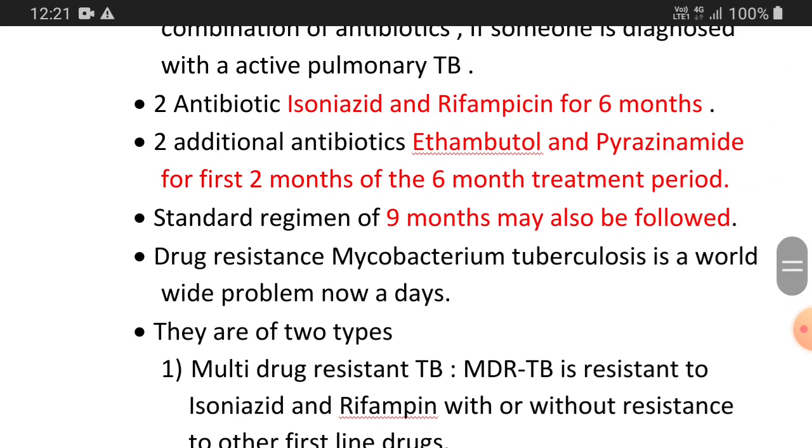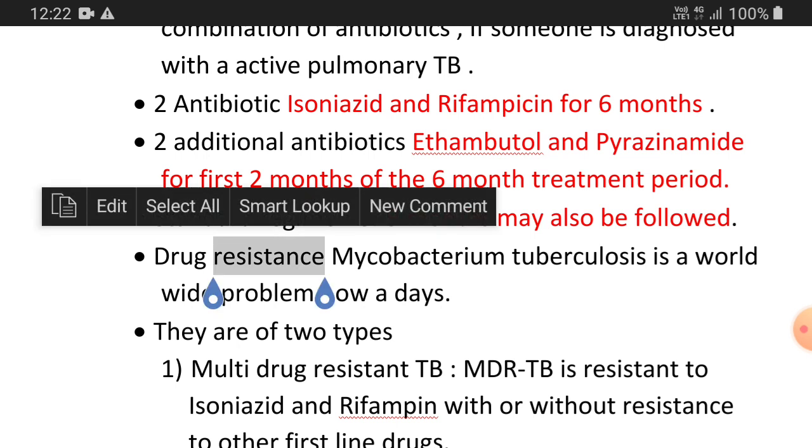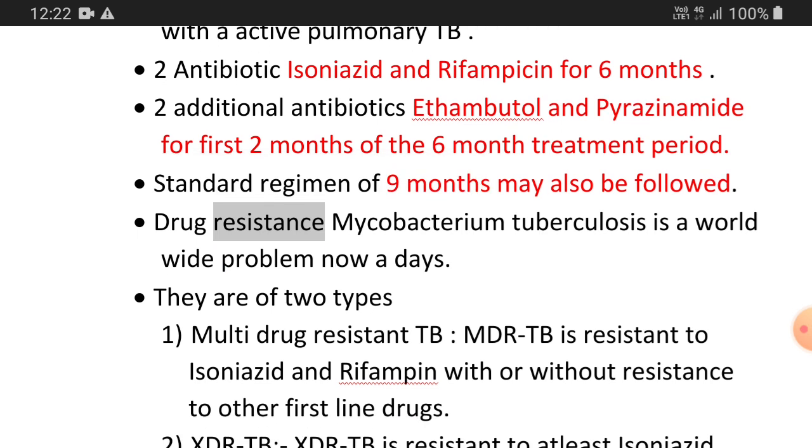So for drug resistance, we have learned that there are 2 kinds of Mycobacterium tuberculosis. One is MDR-TB, that is multi drug resistant TB. They have developed resistance to isoniazid and rifampicin, with or without other first line drugs. And the XDR-TB have developed resistance to isoniazid, rifampicin, and to any of the fluoroquinolones and any of the 3 second line injectables, for example amikacin, capreomycin, kanamycin.